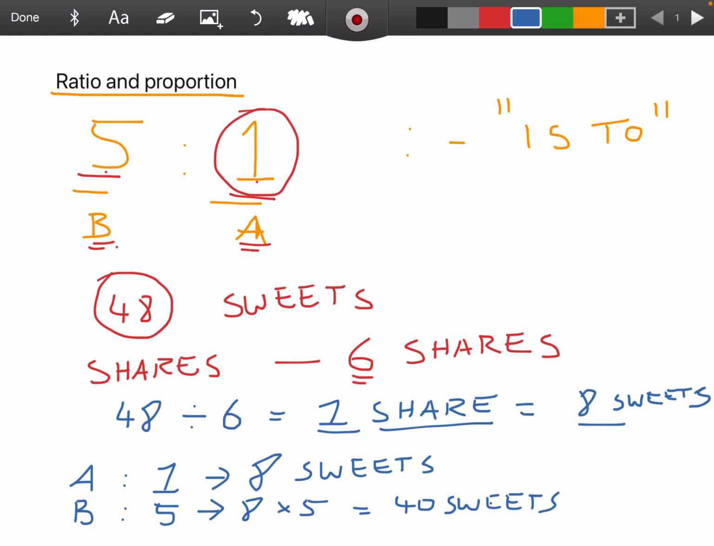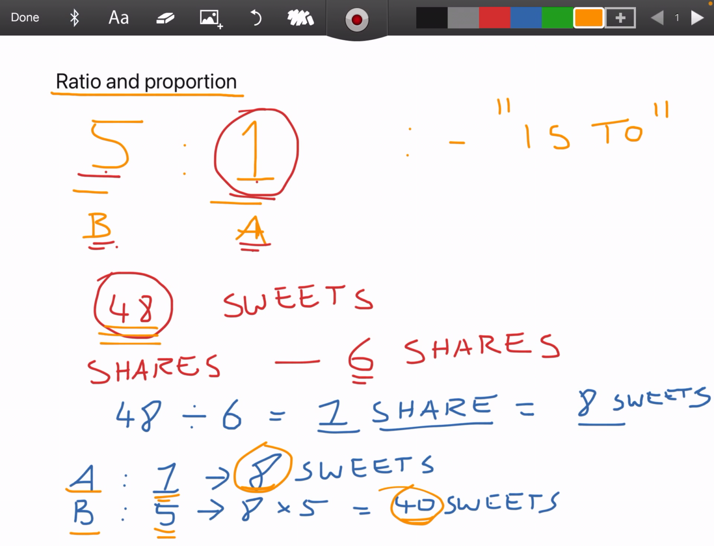And you can see that it's split up in the ratio, as we discussed earlier on, 5 is to 1. For every 1 sweet that person A gets, person B gets 5. So we've got 8 sweets for person A, and we've got 40 sweets for person B. And I know I've done it right, because if I add 8 and 40 together, I end up back where I started from, 48 sweets.